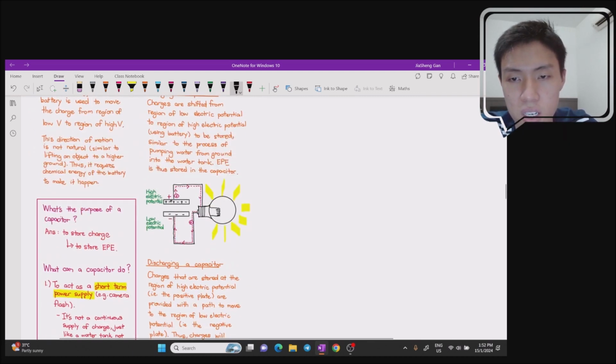When you discharge, initially you have a lot of electric potential energy. You pass the energy to the light bulb, so you're left with little to zero potential energy when you come back to the negative plate. Okay, that's the idea of it.